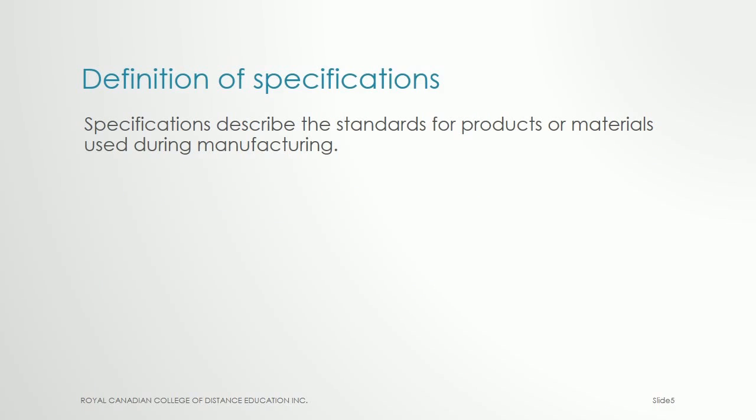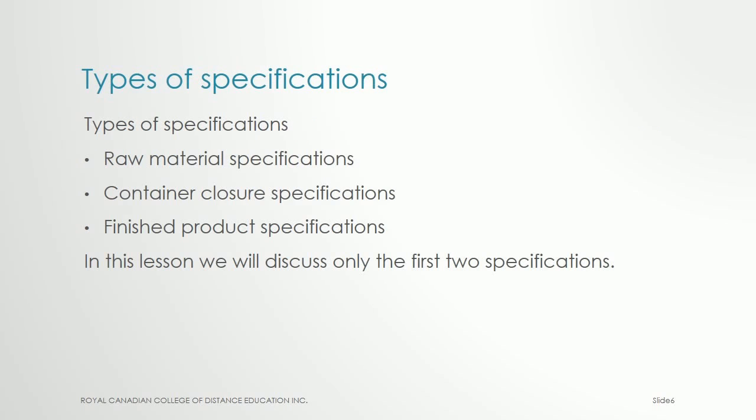Definition of specifications. Specifications describe the standards for products or materials used during manufacturing. Specifications may be classified as raw material specifications, container closure specifications, finished product specifications. In this lesson we will discuss only the first two specifications.